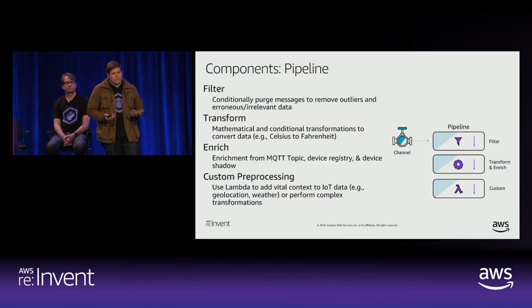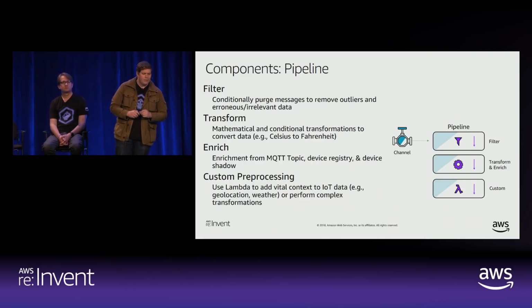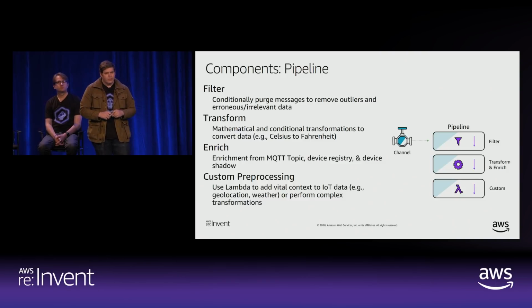You can then enrich. We have the ability to pull in data from the MQTT topic header, device registry, and device shadow, and embed that inside the JSON payload. And then we also provide you the ability to do custom preprocessing. So Lambda, the Swiss Army knife, allows you to reach out into any other service. You can pull in information from an external weather source, your ERP system, whatever you need, and embed that inside the JSON payload as well.